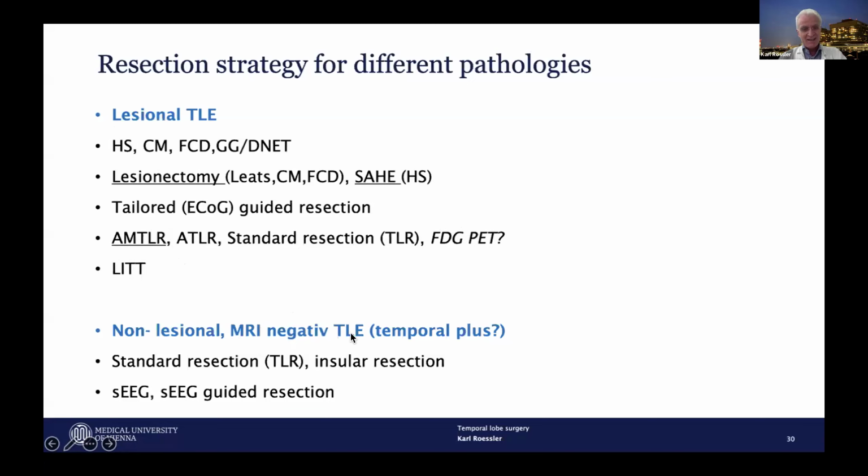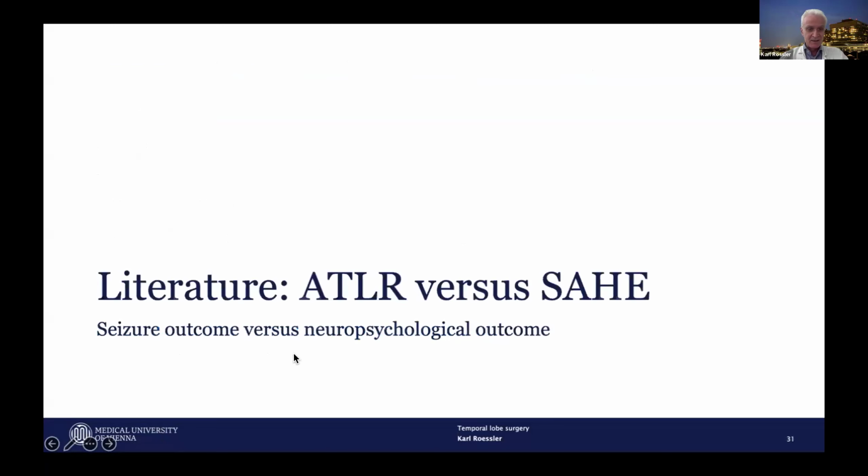But if you have an MRI-negative temporal lobe epilepsy, you can decide maybe to do further invasive monitoring using stereo EEG to think about taking the whole temporal lobe or only parts maybe. But if you have no hints and if you are not able to use stereo EEG, you have to do a large resection, which means temporal lobe resection on the non-dominant side for maybe 5.5 centimeters, including the mesial structures, and on the dominant side, 4.5 centimeters is recommended.